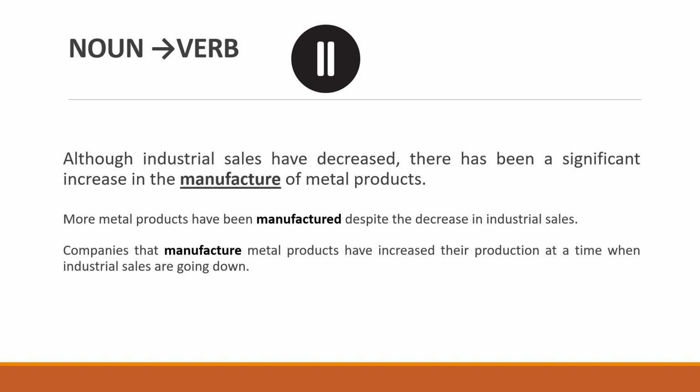The following two examples will focus on noun to verb. The word manufacture in the first sentence is used as a noun. What the writer did here in the paraphrased sentences is to change the word from noun to verb. Also, pay attention to the use of although in the first sentence and despite in the paraphrased first sentence.